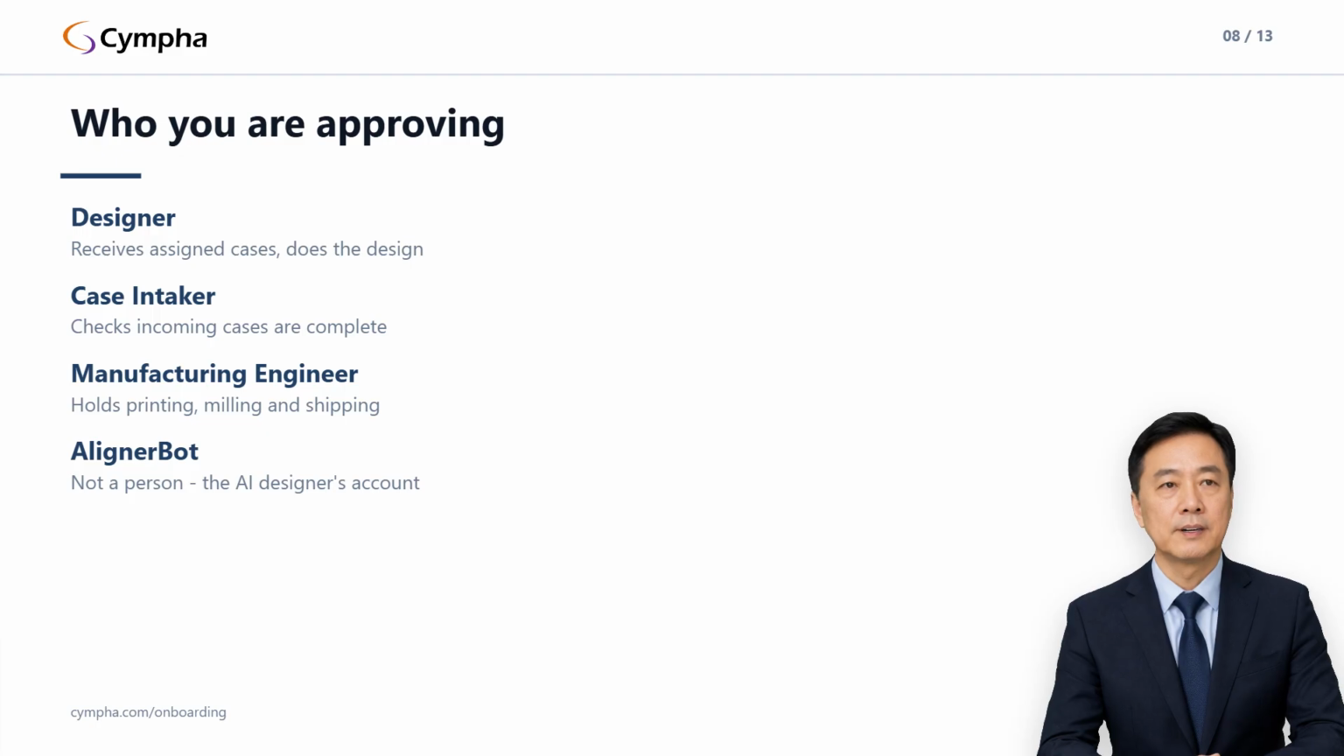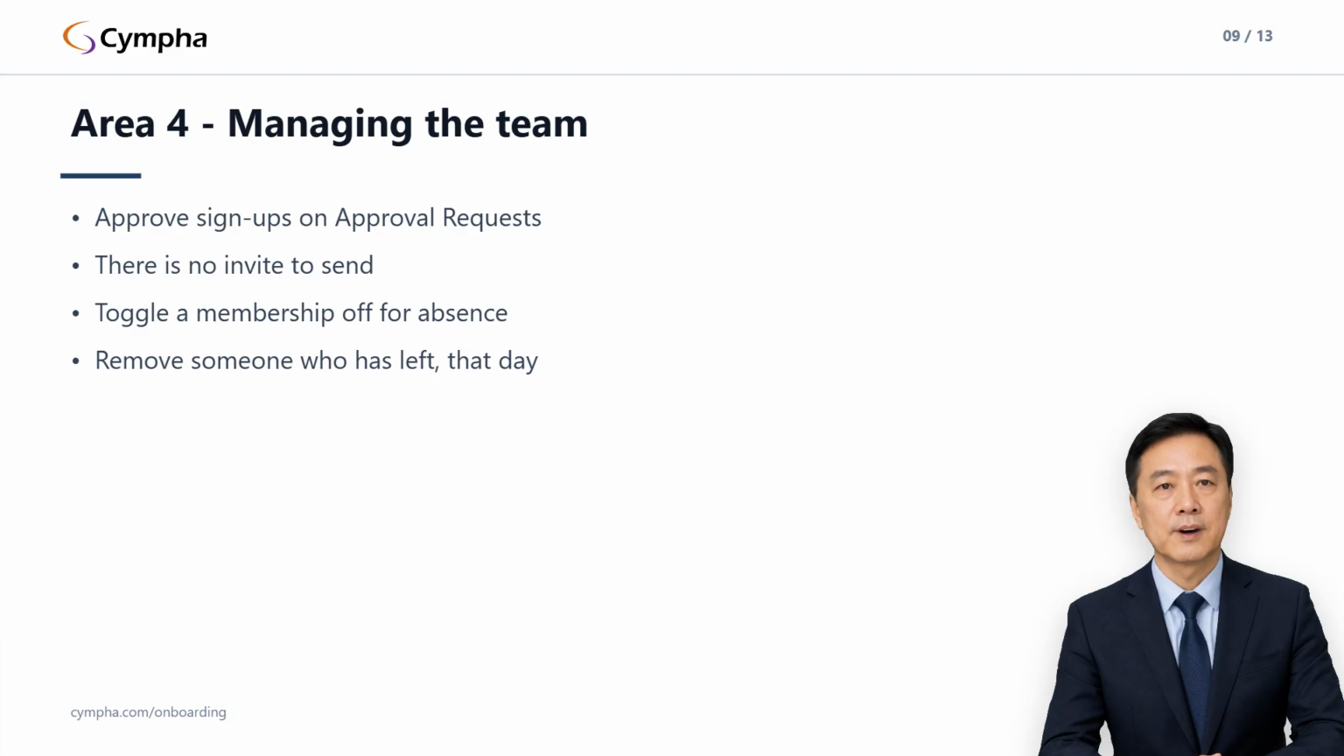You have the same team controls the lab manager has. People join by signing themselves up with your manager email, so there is nothing to send and nothing to expire. They appear as a request and you approve them. Two different actions matter for the other direction, and they are not the same thing. Toggle a membership off when someone is away, on leave or between contracts, and you want them back later, their history stays attached. Remove them when they have gone for good. Either one stops access immediately, so if you are unsure, toggle off today and remove later. And do it the day it happens.